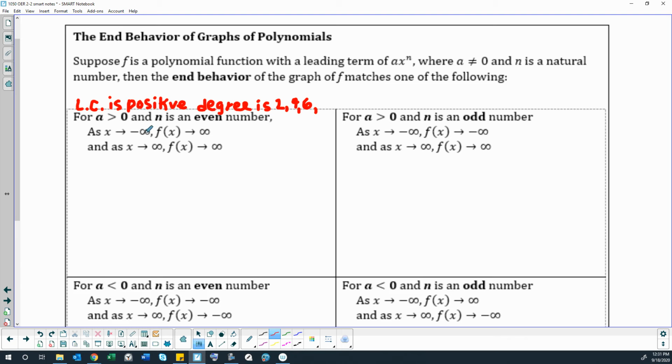Then as x goes to the far left side of the graph, y goes up. And as x goes to the far right side of the graph, y goes up. So on the left side of our graph, y is going up, and on the right side, y is going up. Sometimes I call this up and up. Just a quick way of describing it. The ends of the graph are both going up if it has these characteristics.